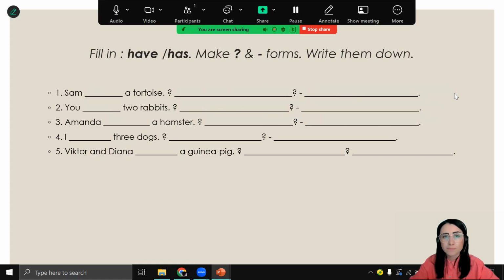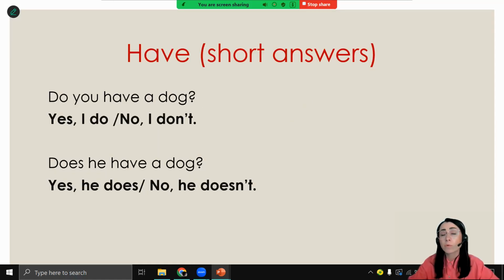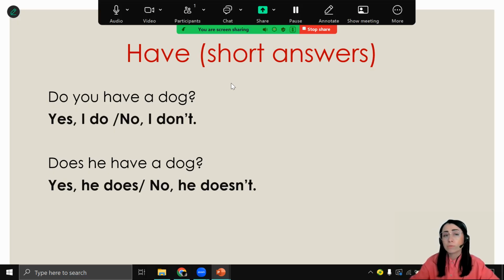Let's go forward. To make short answers for the verb have, we use do and don't, does and doesn't. For example, do you have a dog? Yes, I do. Or no, I don't. Does he have a dog? Yes, he does. Or no, he doesn't. Make a print screen or write it down in your copybook and remember these short answers.